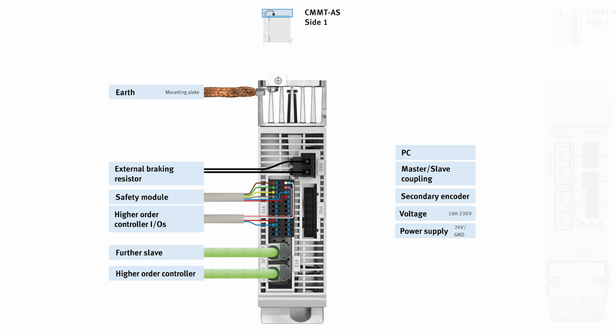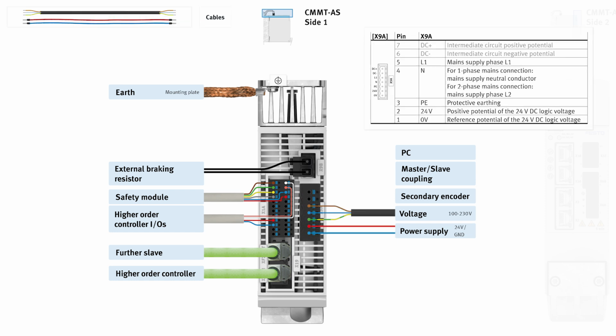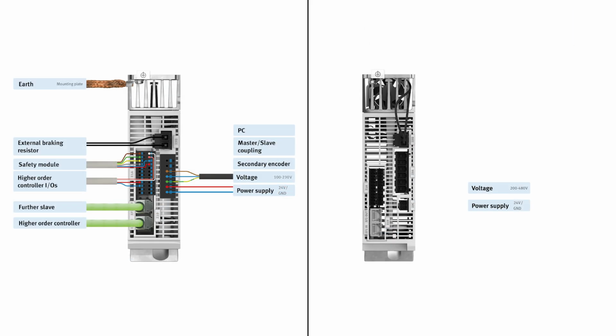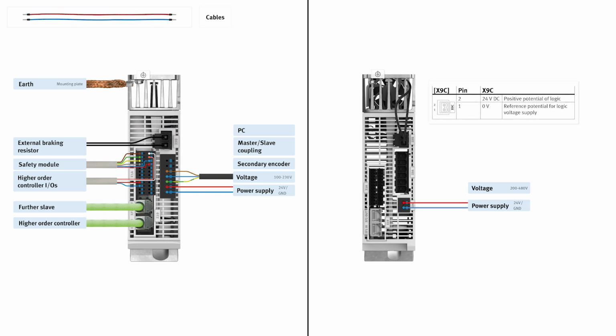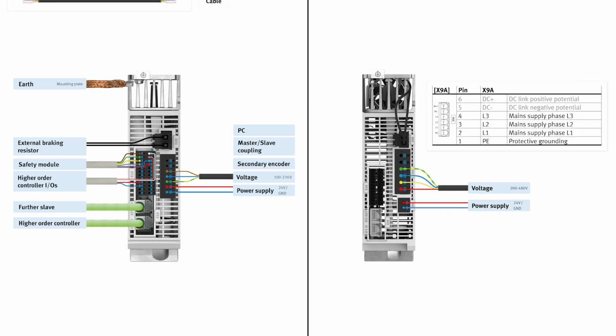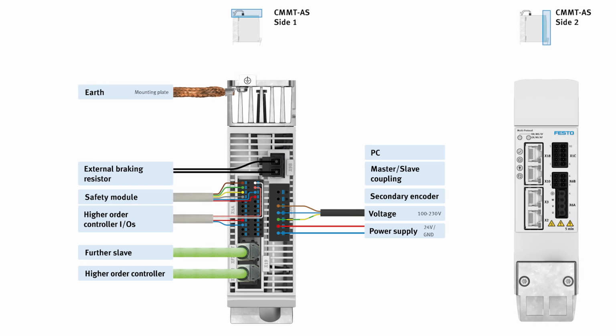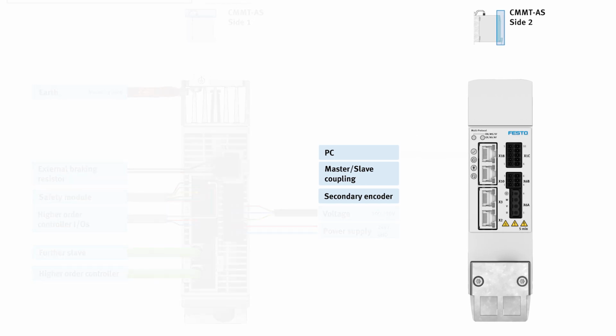For single-phase drive, logic and load power supply to CMMT-AS X9A connector via cables. Note: if three-phase drive is used, logic power supply to CMMT-AS X9C connector via cables. Load voltage to CMMT-AS X9A connector via cable. PC to CMMT-AS X18 port via network cable.